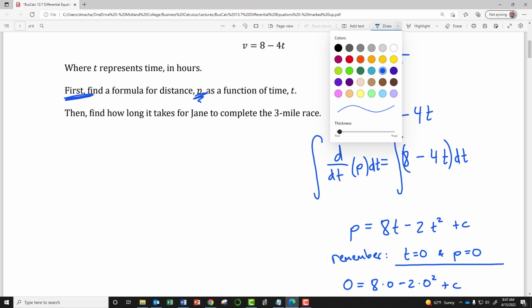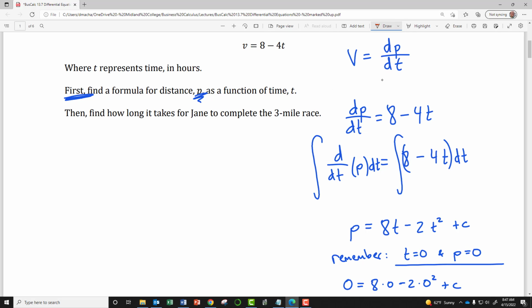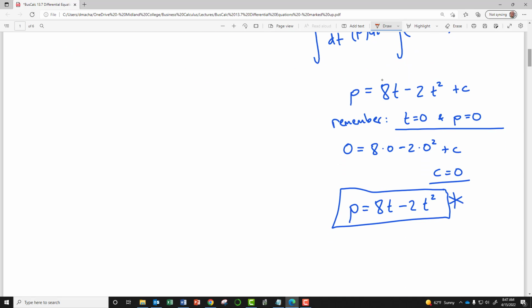Now I'm going to switch pen colors to work on the second part of the question, so that you can tell the difference between my work here. But we want to find now how long it takes for Jane to complete the 3-mile race. And so basically, whenever I let p equal 8t minus 2t squared, and I want the distance from the start of the race to be 3, because I'm running a 3-mile race, what time t corresponds to a distance of 3? Well, I just have to plug in 3 for p and now solve for t.